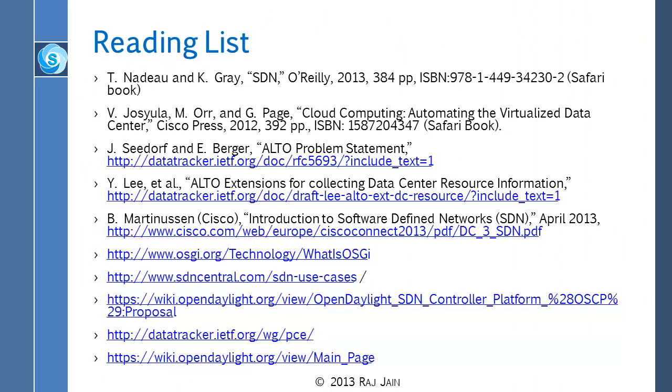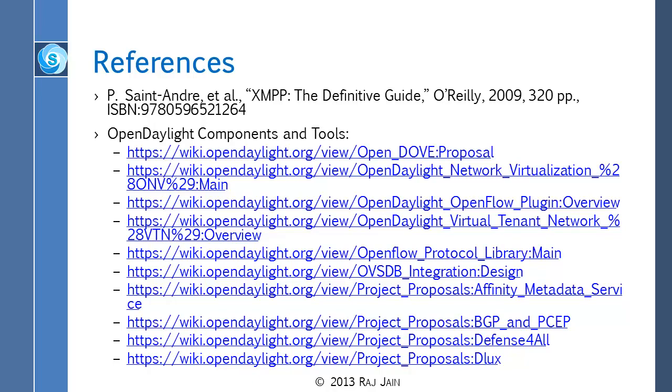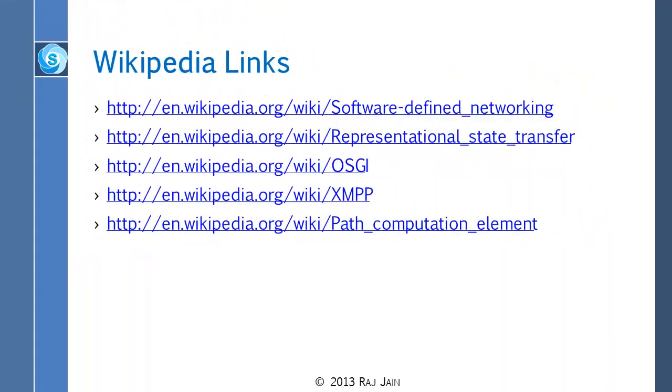All right, in terms of reading list, you will notice that I have this book on the top, SDN, which is a Safari book. Most of the books that I have recommended in this course are Safari books, so you can go ahead and read them. This is a book that tells you the current industry standard. And then I have the references on the things that we talked about, ALTO, OSGi, PCE, some of these things, okay? Go ahead and read. Wikipedia is a little bit behind on this. I was really surprised that among all of these things, the only thing I could find was one page on Software Defined Networking. But you can read the good things about REST, OSGi, XMPP, and PCE there. Okay?